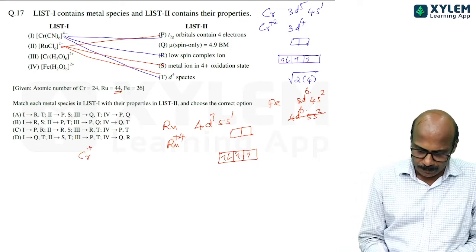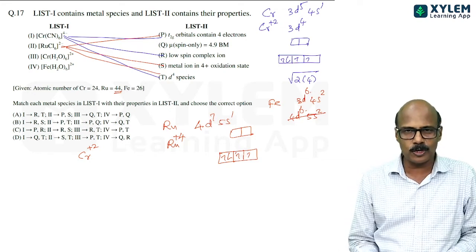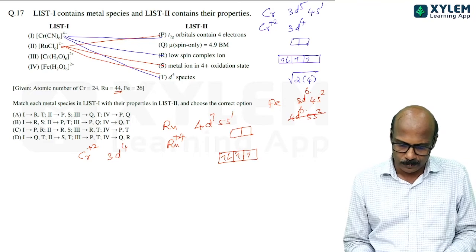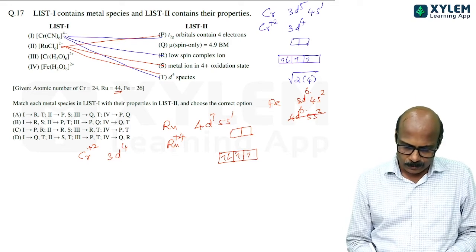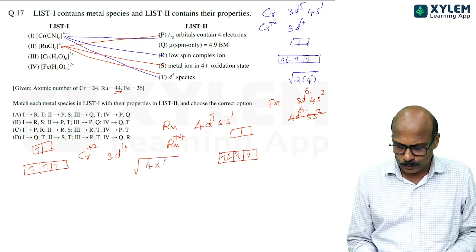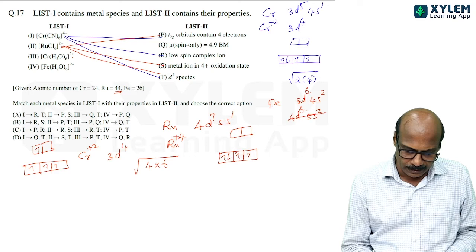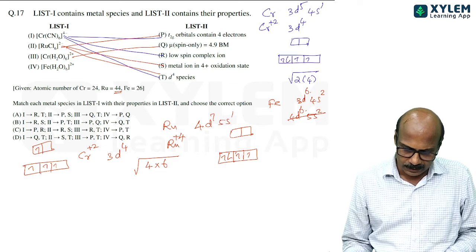Third one, they say chromium in plus 2 state, hexaaquachromium 2. And again, chromium is 4s1 3d5, you know. So 2 electrons lost means 3d4. So chromium is also d4 configuration. The oxidation state of the metal is plus 2. Water being a weak ligand, there is no forced pairing in it. Therefore, the number of unpaired electrons here is 4. All the 4 electrons in d are found to be unpaired. So root of 4 into 6, root 24 Bohr magneton, that is 4.9. So 3 can be given with what? 3 can be given with Q, and also 3 can be given with T.